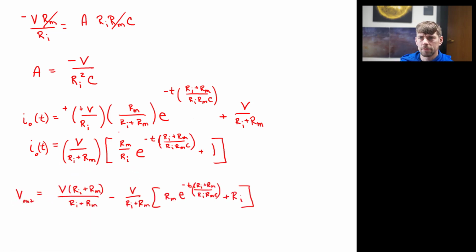You can imagine I'm taking that whole sucker and I'm going to multiply by Ri. So I just distributed the Ri inside the square bracket. And then you can see that this term, V Ri over Ri plus Rm, will cancel with this term, V Ri over Rm. Let me do this in some other color so you can visually see it: that term cancels that term.